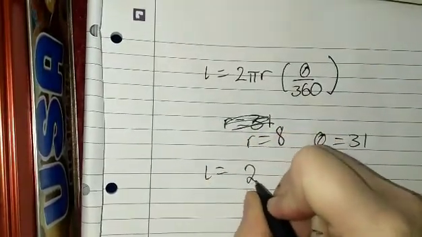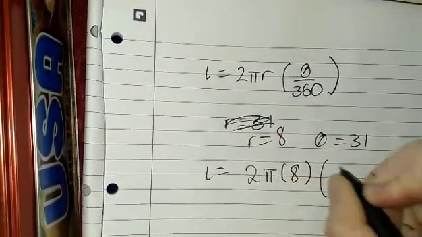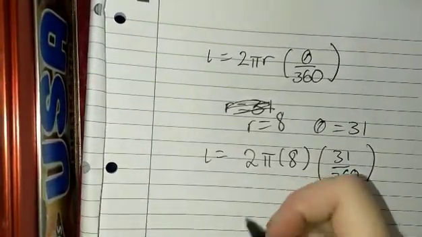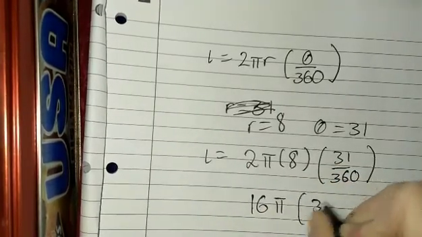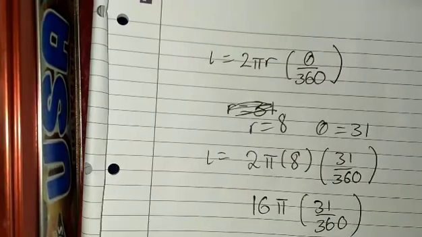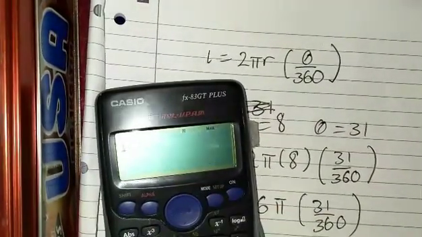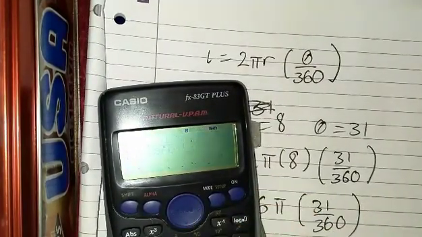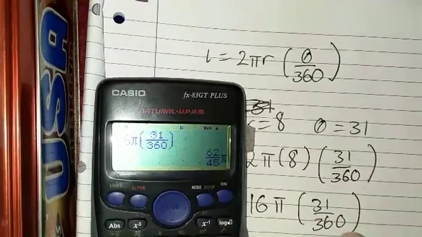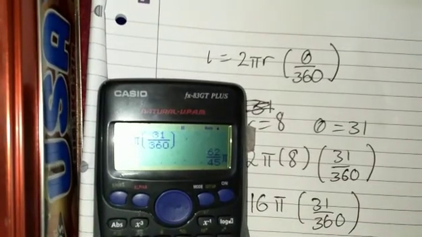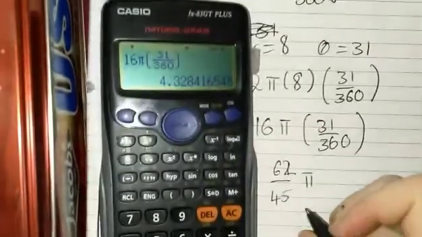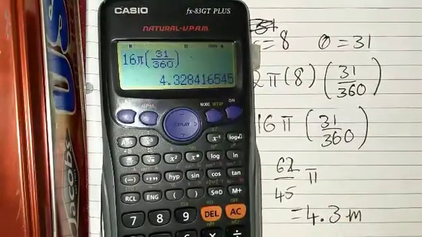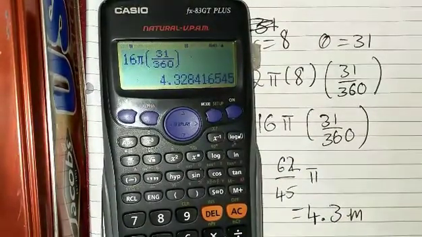So the length of my arc is going to be 2 pi by 8, and then 31 over 360. So that's going to be 16 pi by 31 over 360. They asked me to get it correct to one decimal place, so I'm going to have to work it out. So 31 over 360, and I get 62 over 45 pi, or correct to one decimal place, I get 4.3 meters.